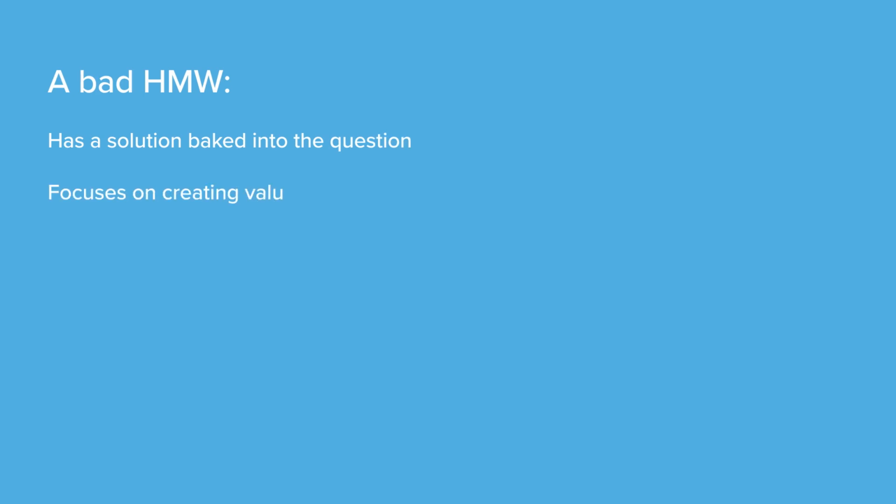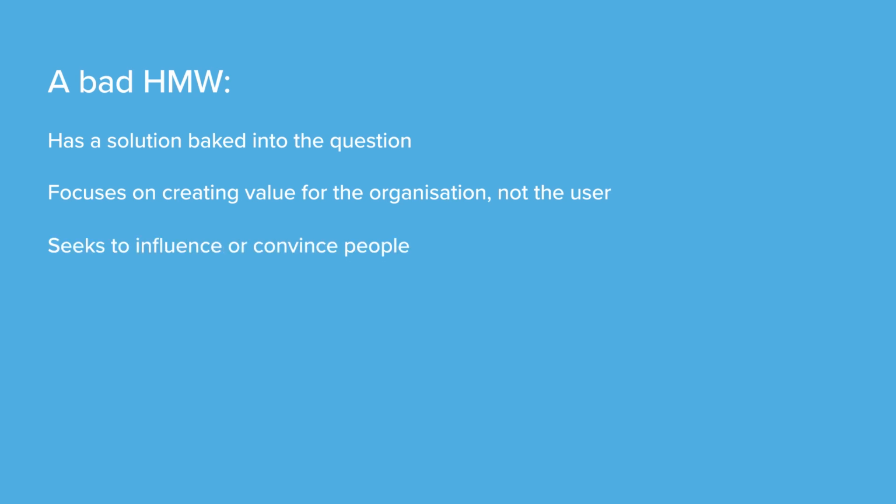It focuses on creating value for the organization and not the user. Or it might seek to influence or convince people rather than discovering new benefits for them. So if you see words like how might we force, or how might we make, or how might we convince our user, that's probably a how might we that we're going to want to avoid.